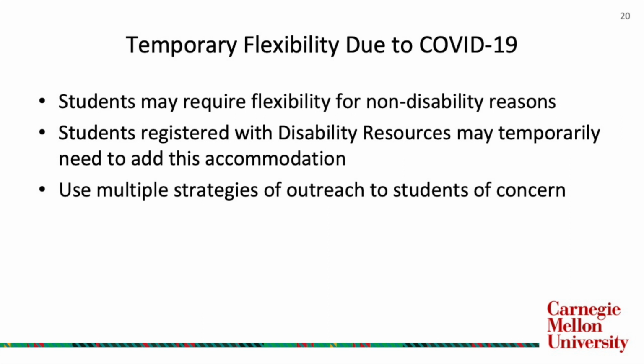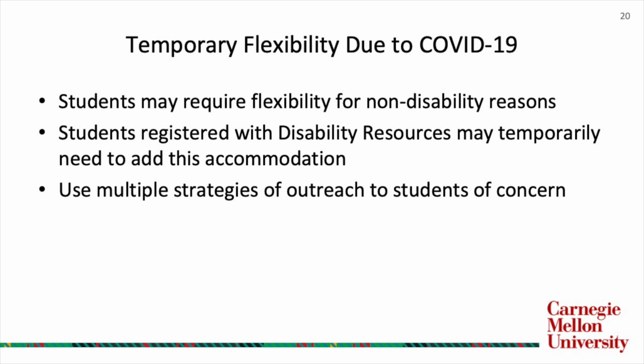For COVID, there may be some students that do not have a disability that might need some flexibility for non-disability reasons. Maybe a family member is ill. There's different things going on. And so we're definitely encouraging you to be as flexible as you can, even if you don't call it a disability accommodation if it's a student that isn't registered with our office. But even some of the students registered with our office might need some temporarily additional flexibility or additional accommodations. We've certainly seen a number of those requests. So stay on the lookout for updates to students' accommodations that you'll get.